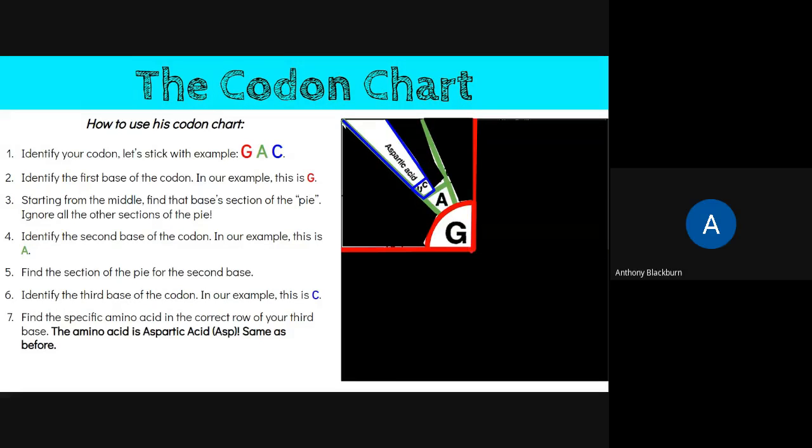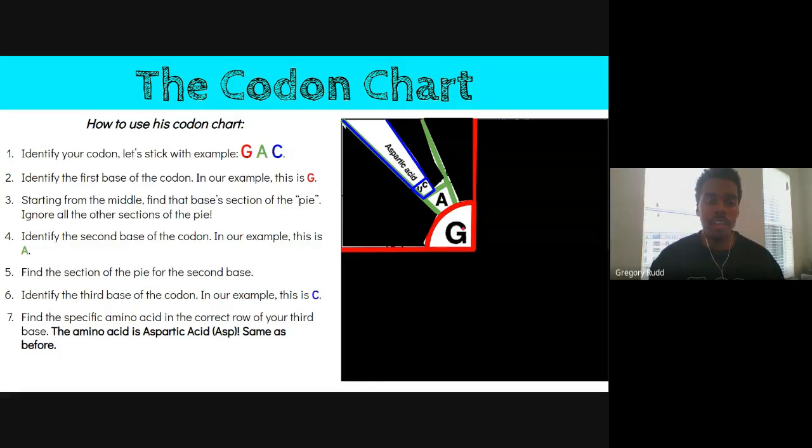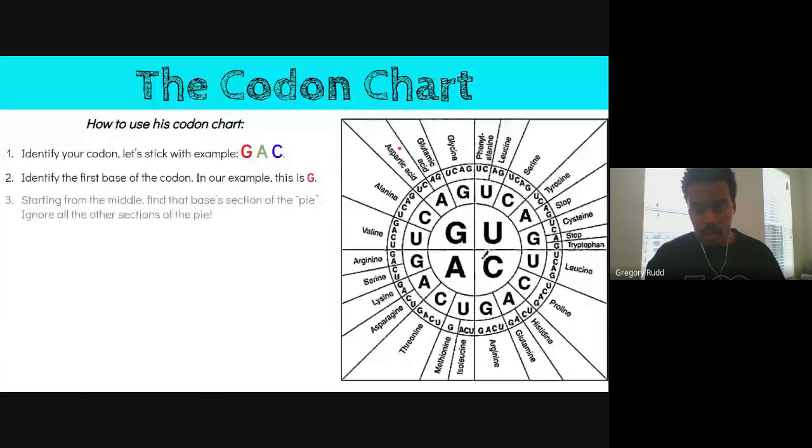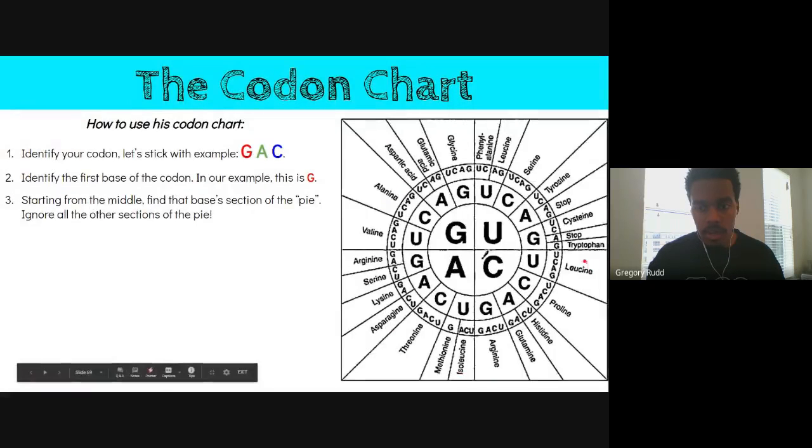What does GAC and stuff like that stand for? It doesn't necessarily stand for anything. It codes for this amino acid. So if I go all the way back, you can see in this chart, I have all these different amino acids around here. I've got 20 different amino acids. But GAC only codes for one of those amino acids.